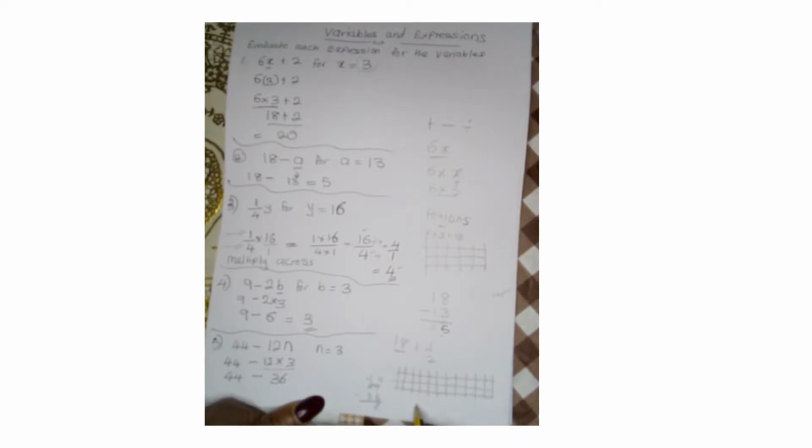You can count it: 1, 2, 3, 4, 5, 6, 7, 8, 9, 10, 11, 12, 13, 14. Then take away 6. Okay, I'm so sorry, it's 6. 14 minus 6 is going to give you 8. So the answer here is 8.